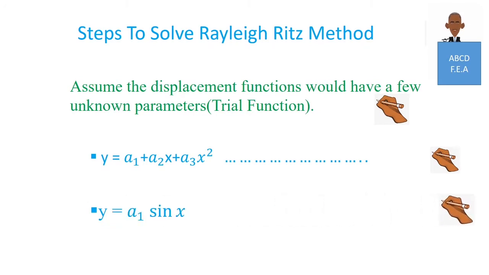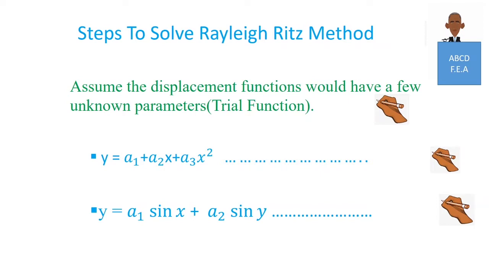Let the trial function be y is equal to a1 plus a2x plus a3x square when it is in the form of a polynomial. The other case is when the deflection function is in the form of a trigonometric function. Now when you are choosing y is equal to a1 plus a2x plus a3x square, in that case the problem is much easier to solve.